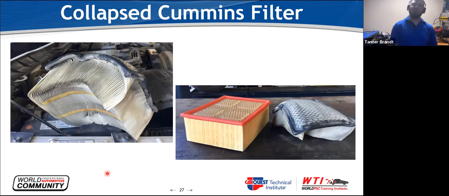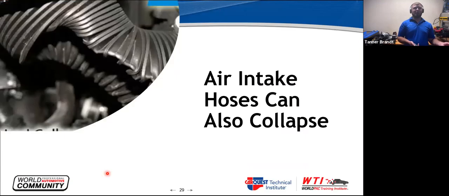So we're pulling a vacuum and collapsing a filter, and we talked about making that pressure differential to where we can start to suck oil out. If we get enough vacuum that we can collapse an air intake hose like this one here, don't you think we can create enough vacuum there to suck oil through the turbo, since there is no sealing ring in it?